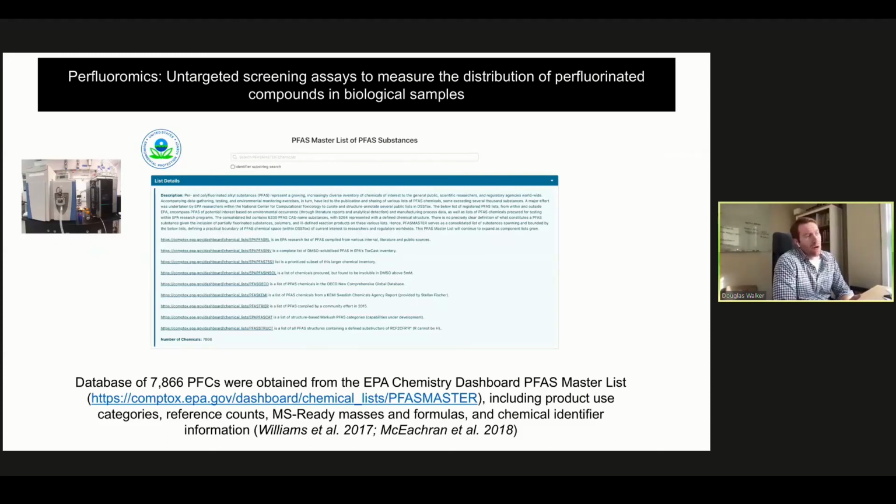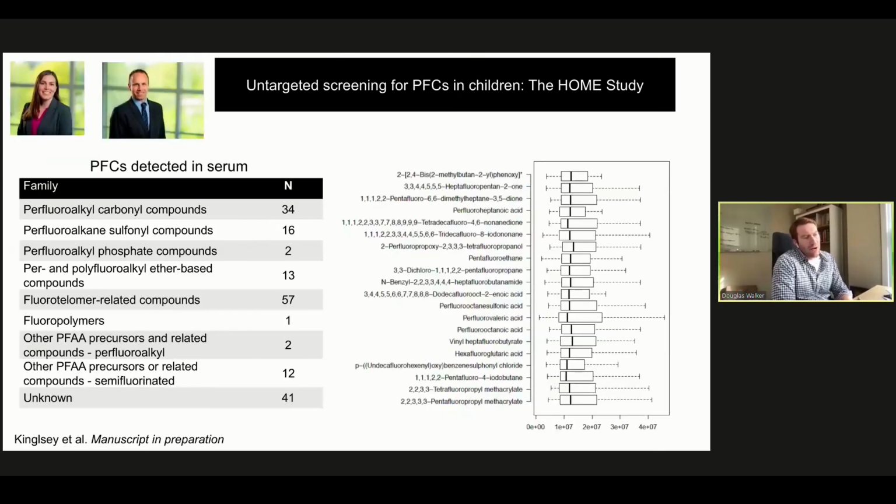Additional work includes perfluorinated compounds, where we're using untargeted methods to look for the distribution of perfluorinated compounds in biological samples. So we're expanding beyond the traditional 10 to 20 that have been measured in targeted assays to try and screen for as many of the commercially used PFAS as possible. We've been able to show that we can detect a number of these in children beyond those traditional PFAS, as well as the traditional perfluorinated chemicals using untargeted methods.